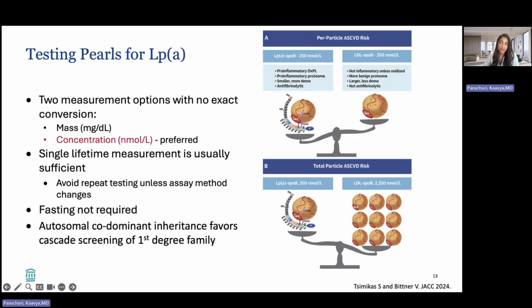Finally, because inheritance is autosomal dominant, identifying an elevated LPA in a stroke patient should prompt consideration of first-degree family screening, particularly in families with early or recurrent cerebrovascular disease. Cascade screening is highest yield when LPA levels are markedly elevated, so above 100 milligrams per deciliter or 200 nanomoles per liter, but should be embarked with every patient with elevated LPA.